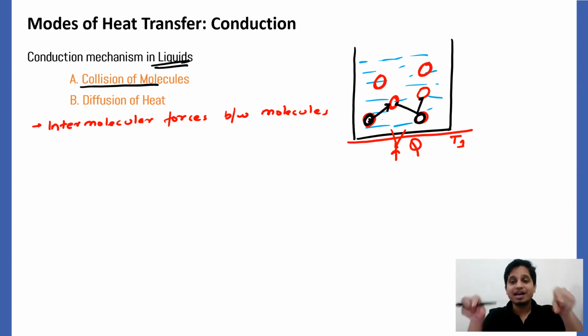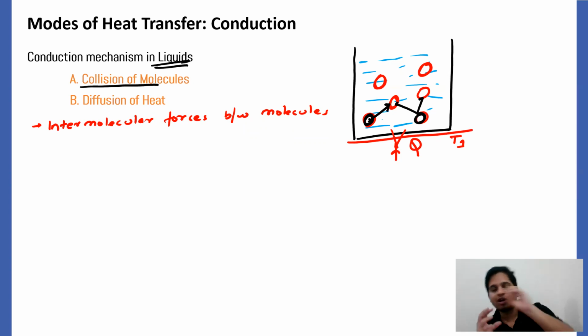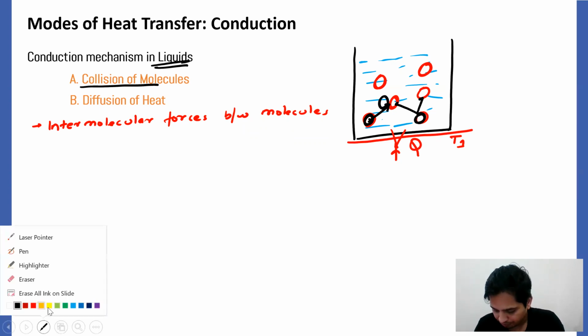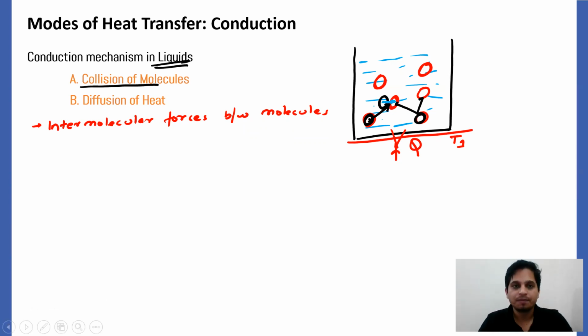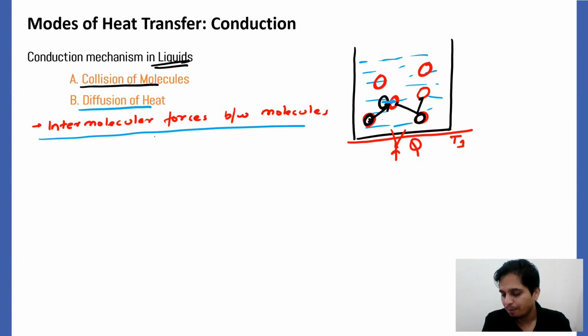Now, because there are intermolecular forces, molecules are joined together for some time. They are in contact for some time, and when they are in contact, heat is diffused from one molecule to another molecule. This diffusion of heat will only happen if they are in contact for some time. In liquids, it happens because of the intermolecular forces between molecules. If there are no intermolecular forces, they are not going to remain in contact. So in liquids, heat transfer takes place because of two phenomena. First, collision of molecules. Second, diffusion of heat. So intermolecular forces between molecules play a major role.